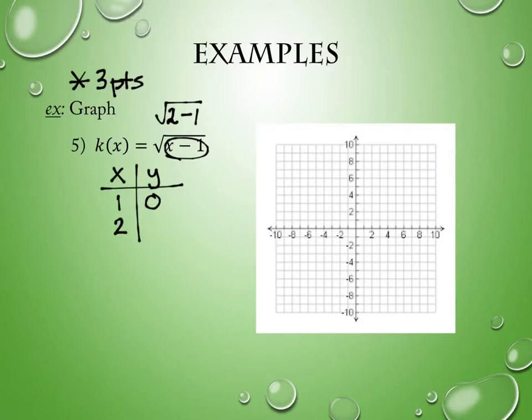What is 2 minus 1? 1. And what's the square root of 1? 1. That's very friendly. So those are very prescriptive, right? I can tell you exactly what to pick. The next one is a little bit less like that.